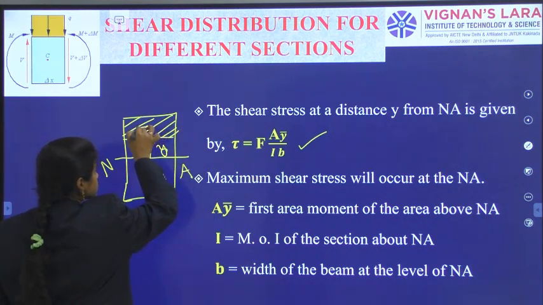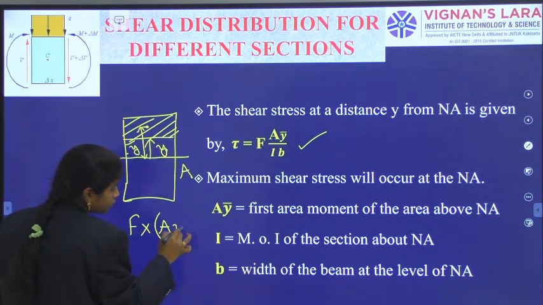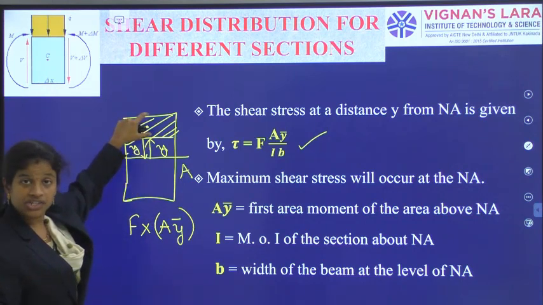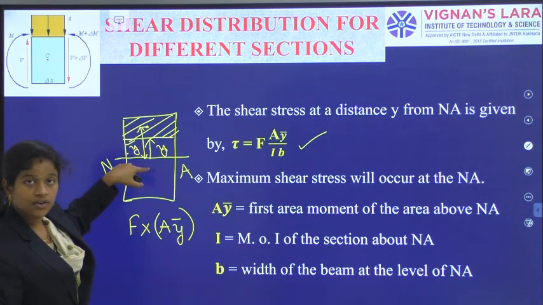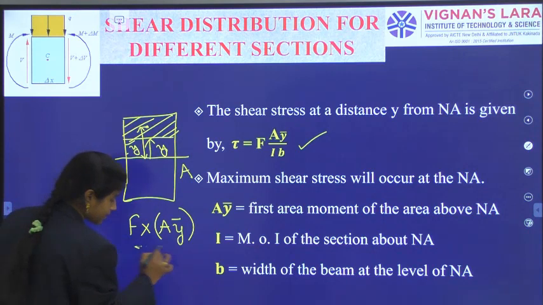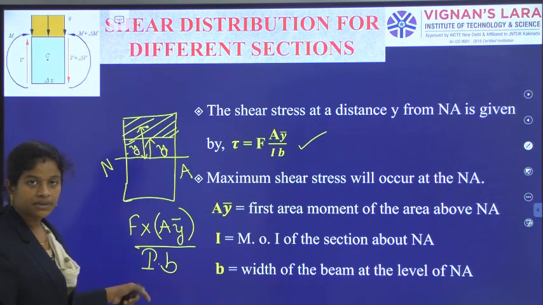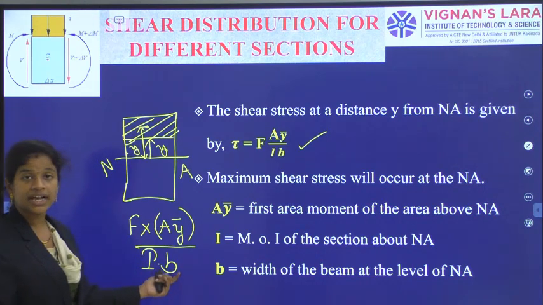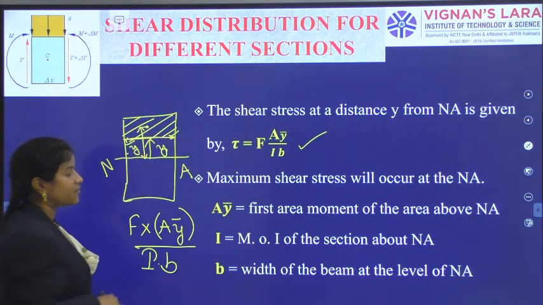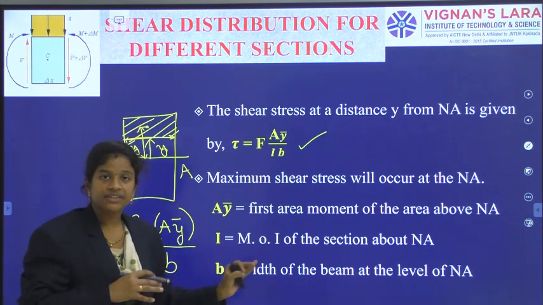this portion will have some centroid at some other level, that is y bar. So area moment of the shaded portion, y bar is centroid of the shaded portion, and that centroid is at a distance of y bar from the neutral axis, and the shaded portion's area I call it as A. Okay, A y bar divided by I times B, that is F A y bar by I into B. I is moment of inertia of the section about the neutral axis, B is width of the beam at the level I am calculating the shear stress. Shearing force acting at the section, those terms I have clearly given again.